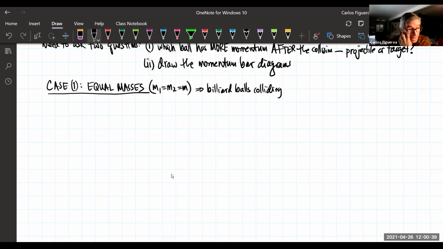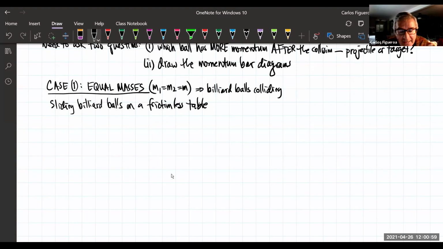So what we have here is sliding billiard balls on a frictionless table. Of course, the view that we're looking at is the top view. If I look at this, here I come in. There's my ball, and this is 1. And that ball is coming in with some initial momentum.